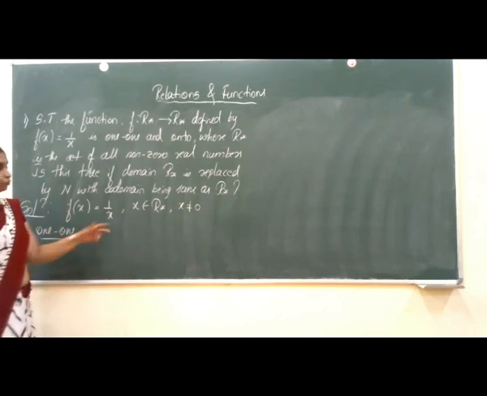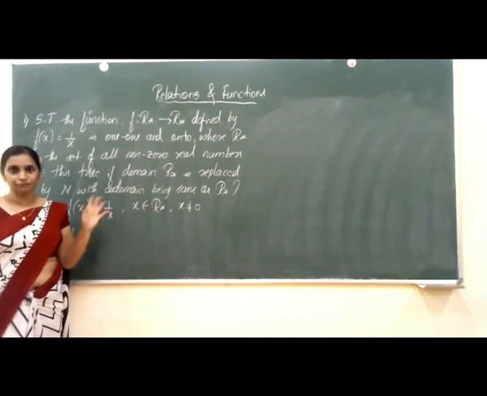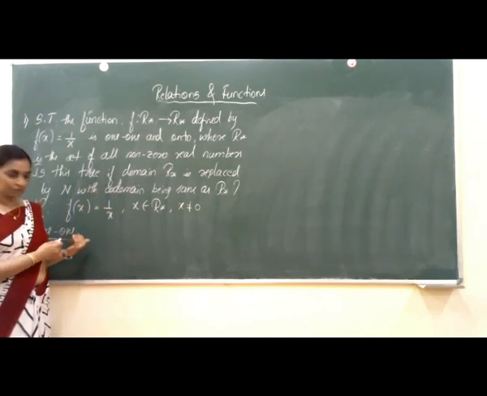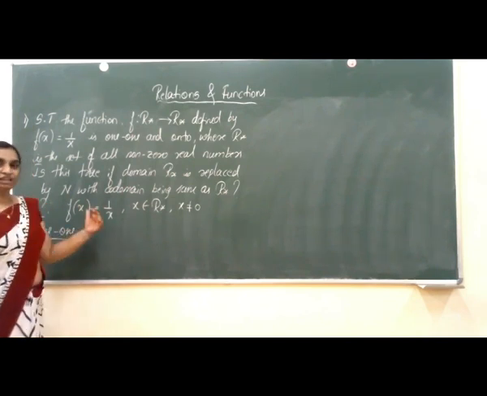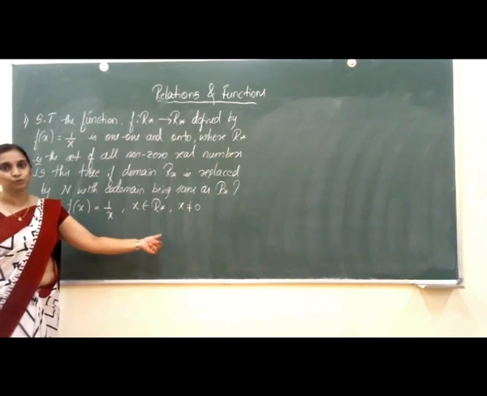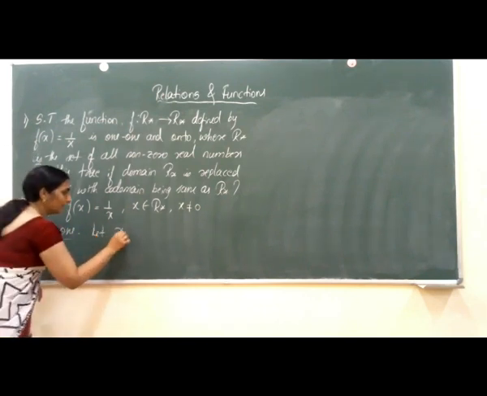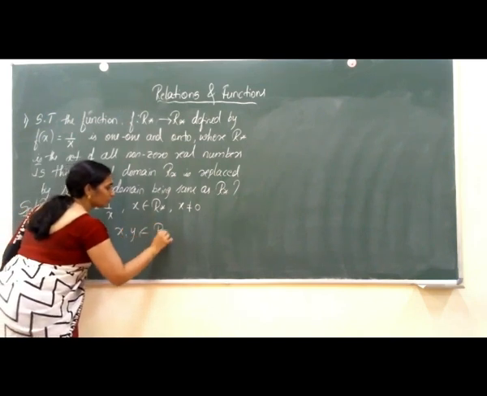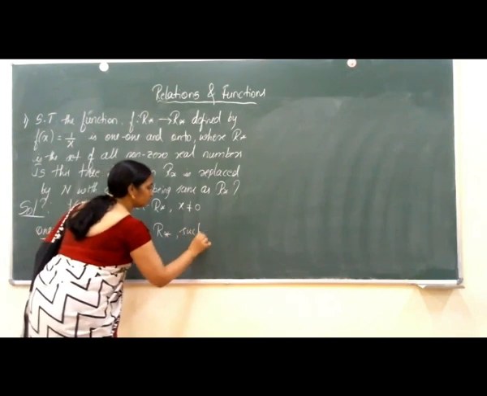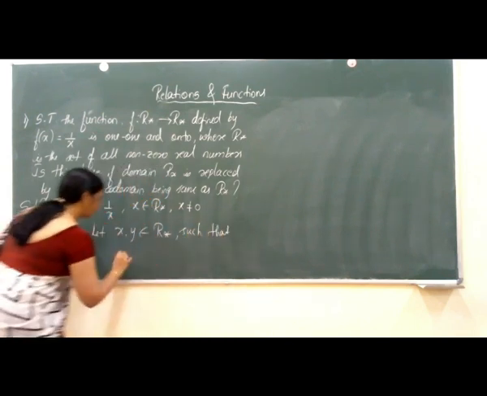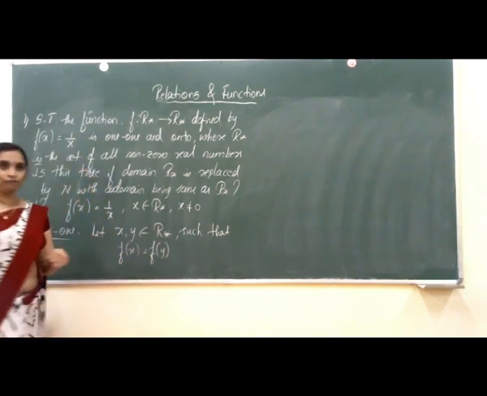So what we do? Using the definition, already we have studied different elements, different images, but when we try to solve the problems, we are using the contrapositive. That is, if the images are same, then we have to prove the elements are also same. So let us consider x, y belongs to the domain R star such that f of x is equal to f of y.